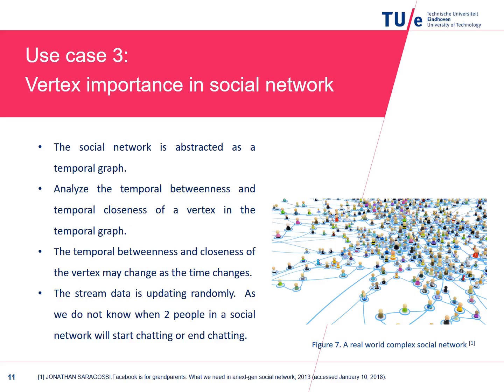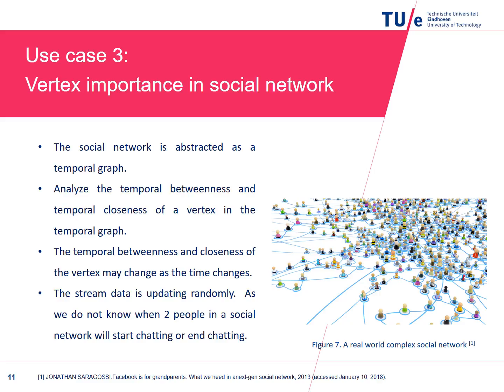In the third use case, we will discuss a social network. In a social network, the people can be treated as vertices, and they are connected when they are chatting with each other. Again, we can represent the social network with a temporal graph. In Wouter's work, he tried to figure out the most important vertex in a social network, but the analytics is based on a complete historical dataset.